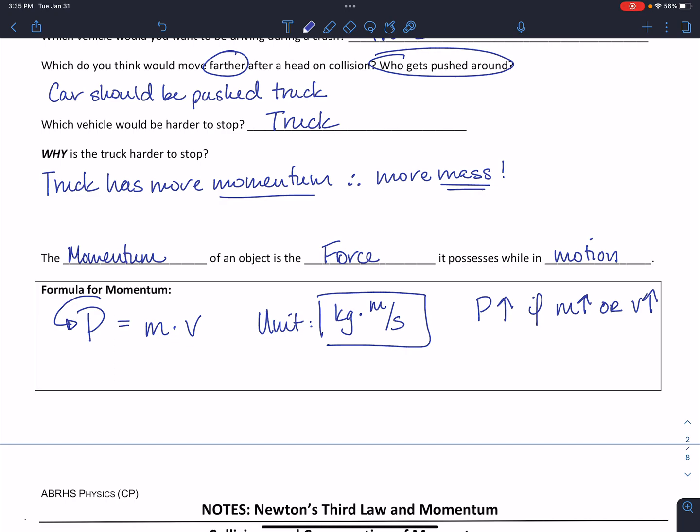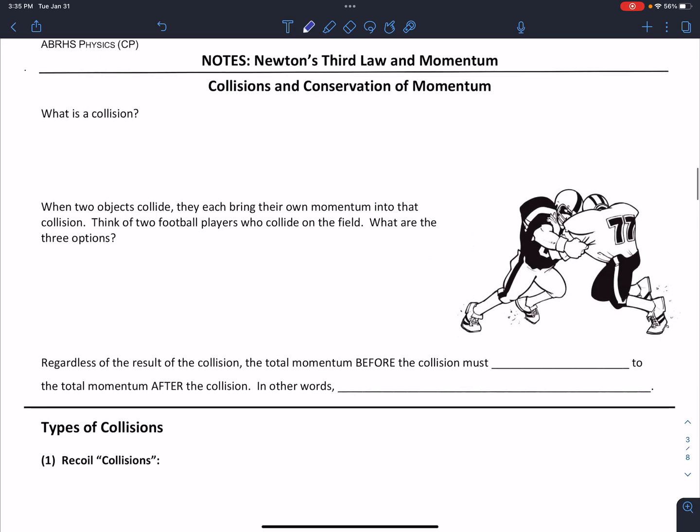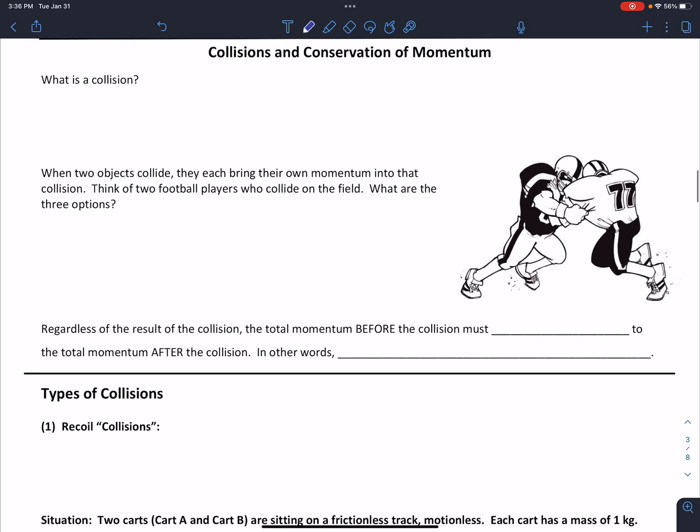All right. Now let's look at collisions specifically. So we'll start with the definition. What is a collision? And most people will say a collision is when two things run into each other. And that's exactly right. In physics, we call it a short duration event between two objects. All right. So when two objects collide, they bring their own momentum into that collision.